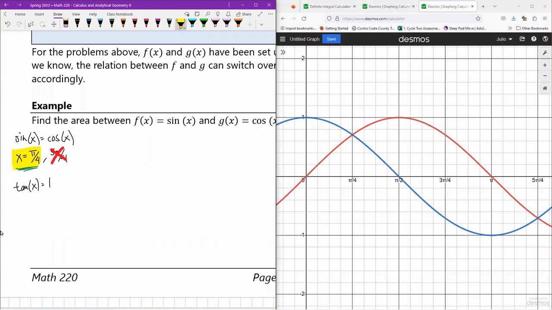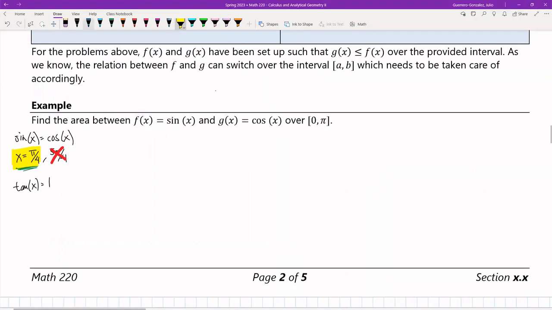So now to the calculus bit. We know that cosine is the top function up until pi over 4, and then after that, sine is the top function. Okay, so we need to keep that into account, and we write that out using our calculus. So let's go ahead and write out the integral that we're going to need to compute.